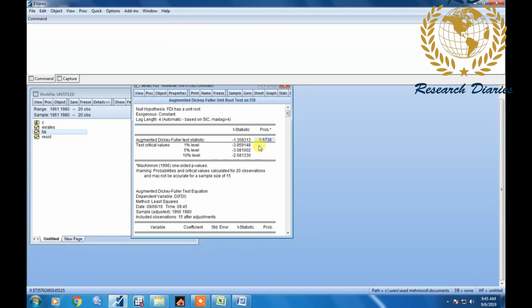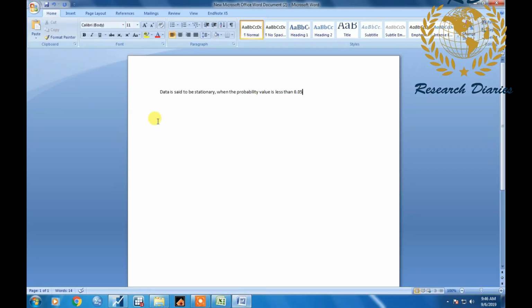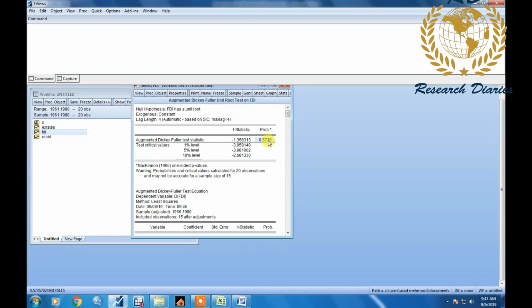Now I'll show you what the conditions are when data is stationary or non-stationary. Here you see, data is said to be stationary when the probability value is less than 5%. It means if the probability value is less than 0.05 or 5%, then your data is stationary. Now in our case, the value of probability is more than 5%. It means our data is non-stationary at level because we have checked the stationarity at level.